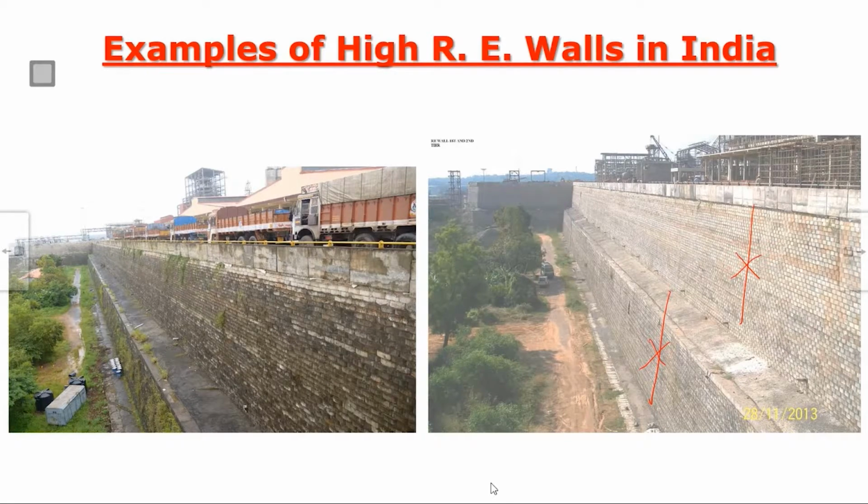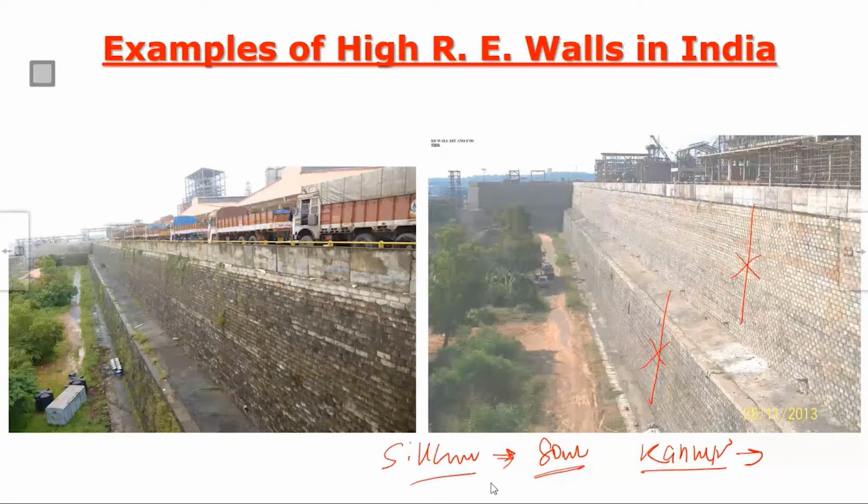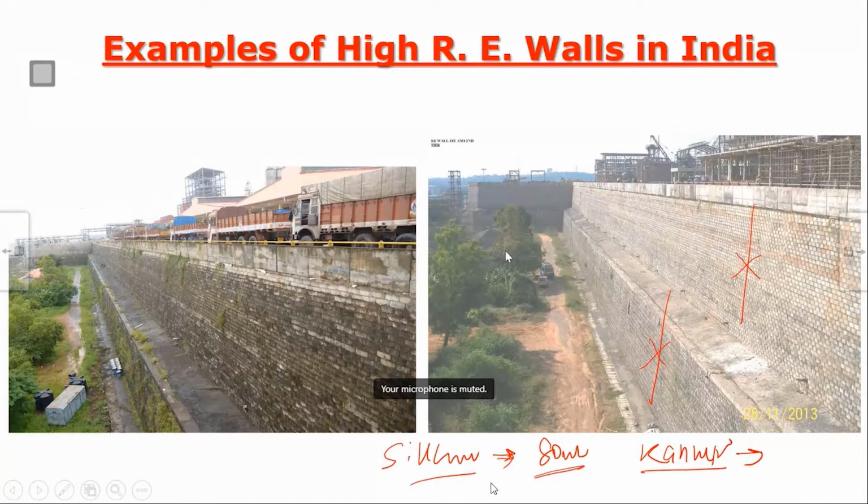And you must have heard in the last 2-3 years in Sikkim, the Pakyong airport was made. There they have constructed an 80-meter high retaining wall using RE principle, 80, for retaining the pavement of the airport. It is a tabletop airport. Then presently Kannur airport in Kerala is almost complete, about to be over. In Kannur airport also, about 70-75 meters of RE walls have been constructed.